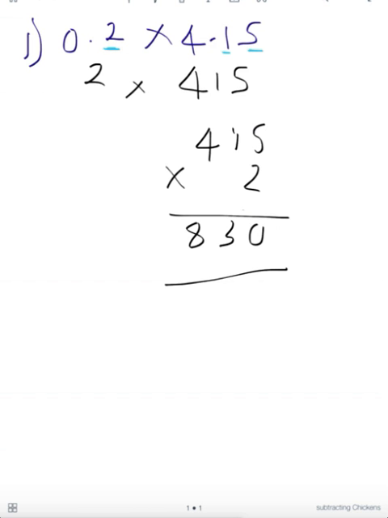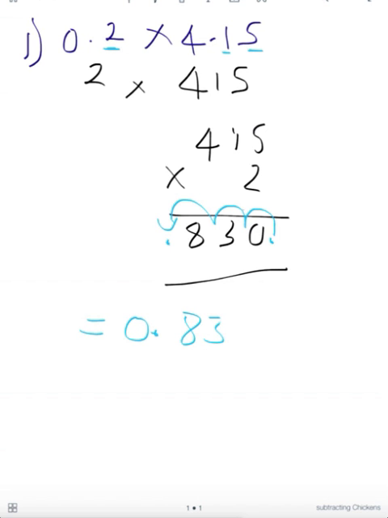So right now, in my answer, I've got 830. My decimal is invisible and it's sitting there. I now have to bring it back 3 decimal places, 1, 2, and 3, and that is my answer. So this is equal to 0.83, or .83, okay? You can have the 0 there if you want to, it's still correct, but it doesn't need to be there. And that's it.